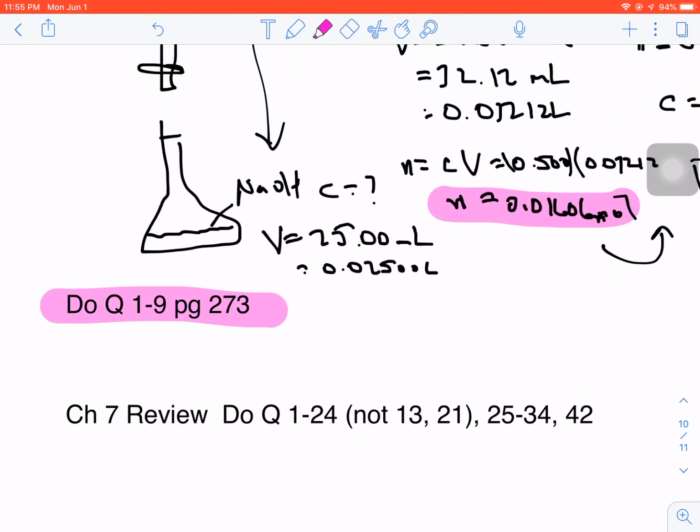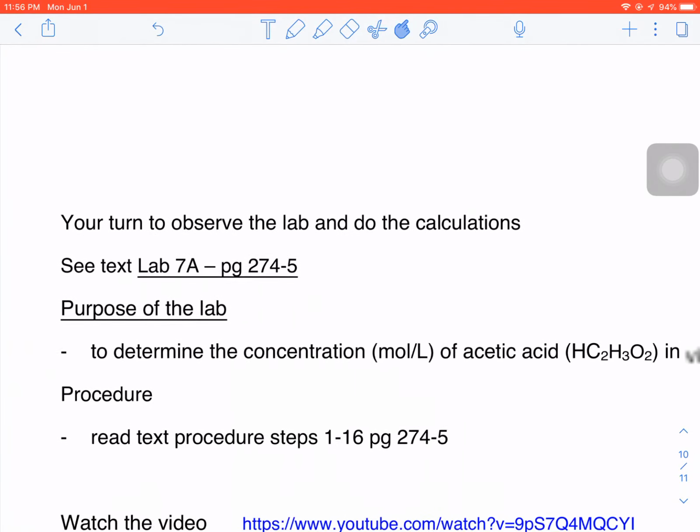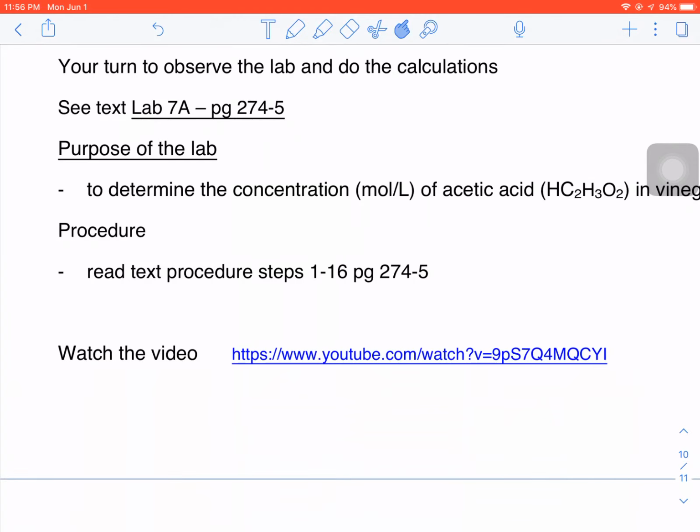Maybe if you could do question 7. Oops, undo. Question 7 from page 273. That would be good practice ahead of doing the lab. Then further down on the note, it says your turn. You're actually going to read through the procedure. The lab is the one that's in the textbook that we normally do. It's on pages 274 to 275.